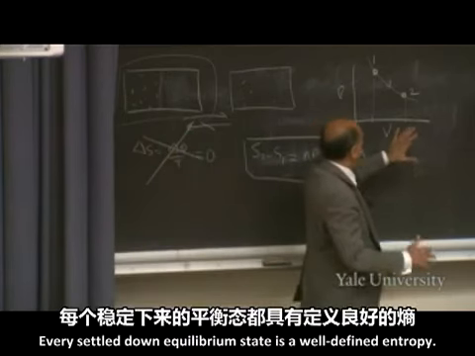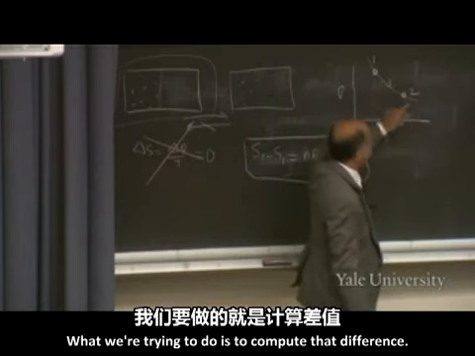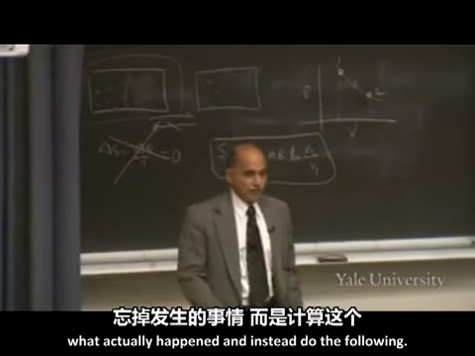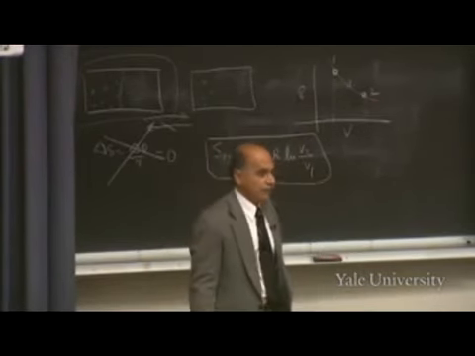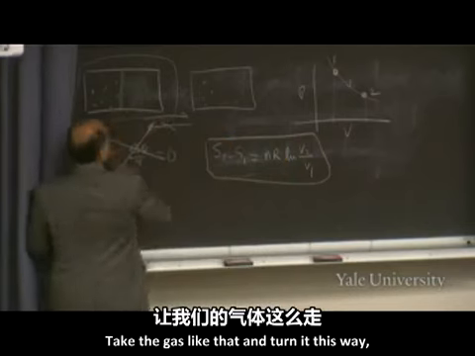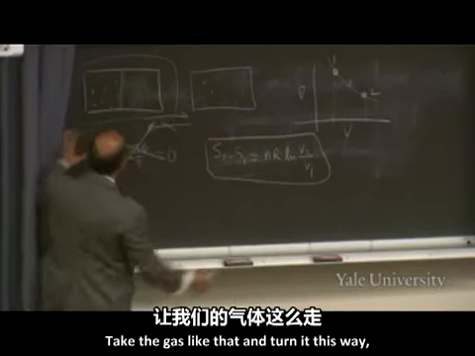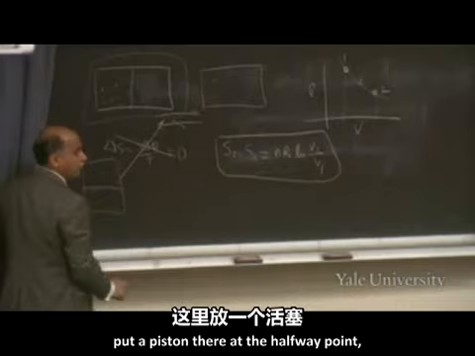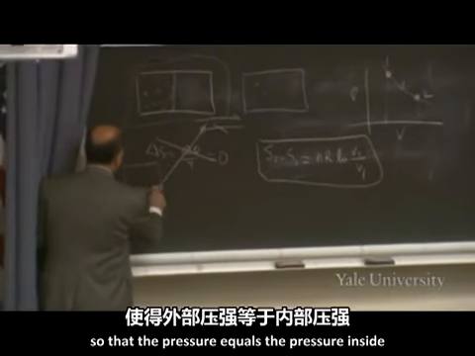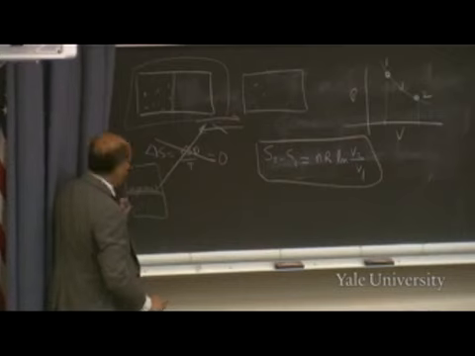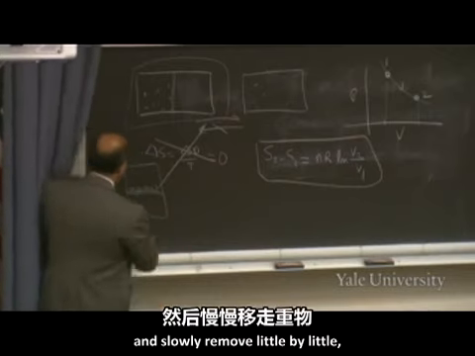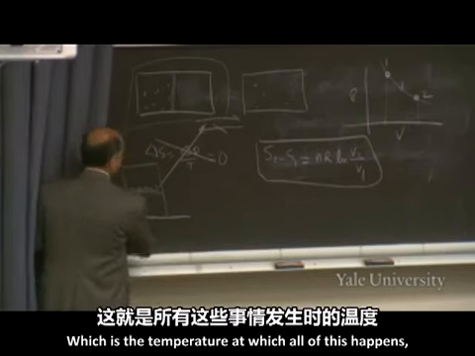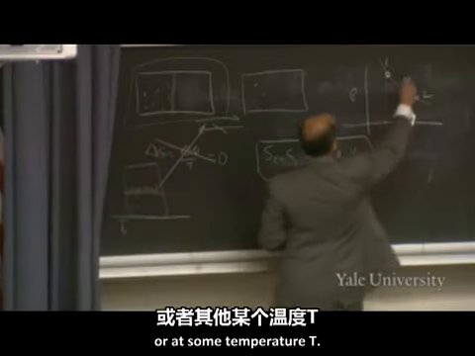Every settled down equilibrium state has a well-defined entropy. What we're trying to do is to compute that difference. The way to compute the difference is to forget about what actually happened and instead do the following. Take the gas like that and turn it this way, if you like, just for convenience. Put a piston there at the halfway point. Put some weights on it so that the pressure equals the pressure inside. And slowly remove little by little and keeping it on a reservoir at temperature T1, which is the temperature at which all of this happened, or at some temperature T.